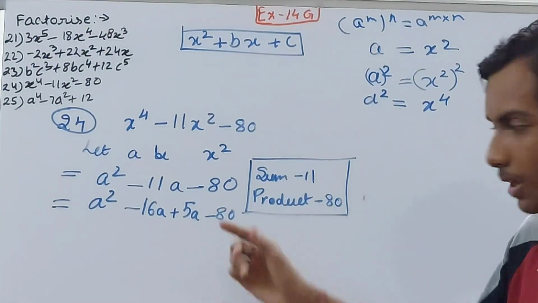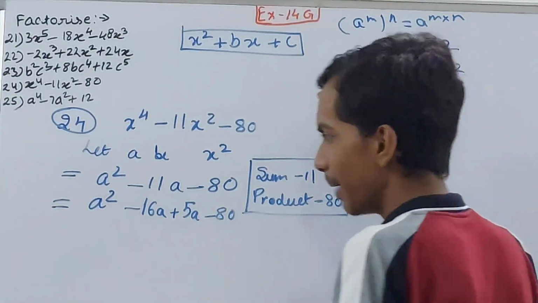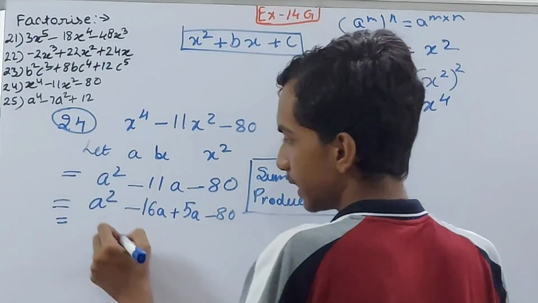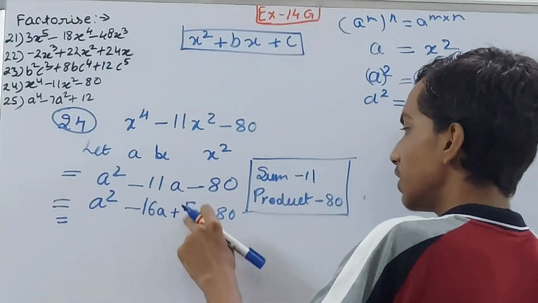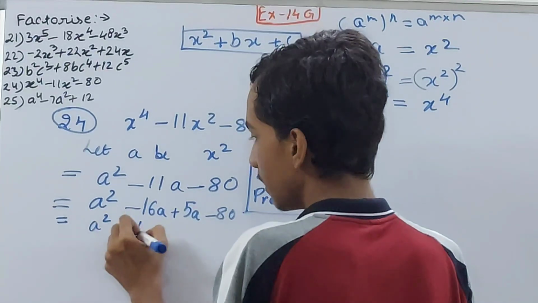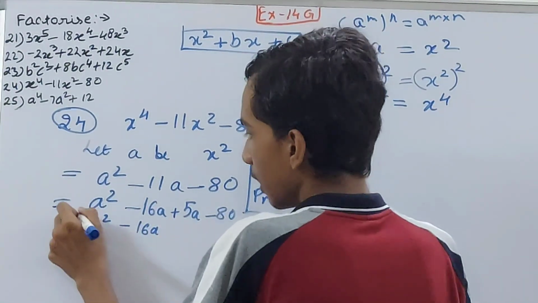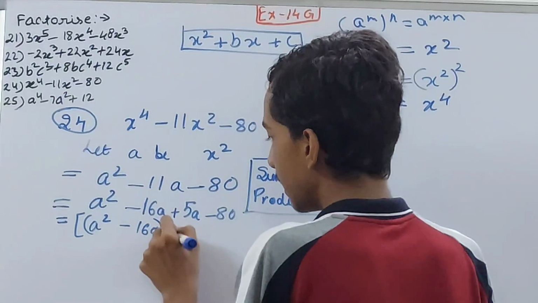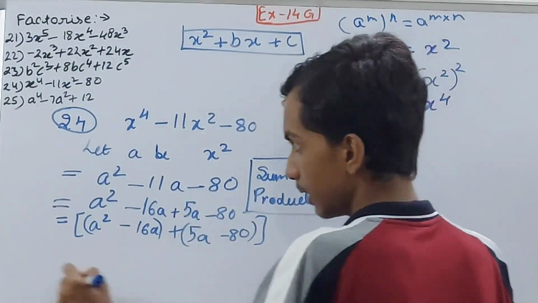This is what we have done. We have split it into minus 16 and plus 5, right? This splitting is up to you. You can do it if you have enough practice, right? Now you can group it. See, minus 16 plus 5 is minus 11, minus 16 into plus 5 is minus 80. So it is correct. Now we can group it in one group like this, and in another group, 5a minus 80, like this, okay?